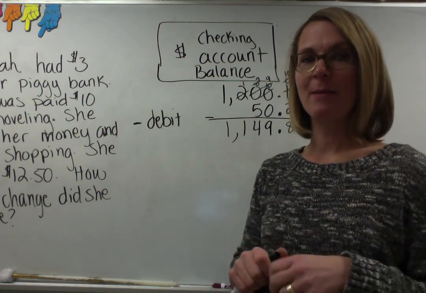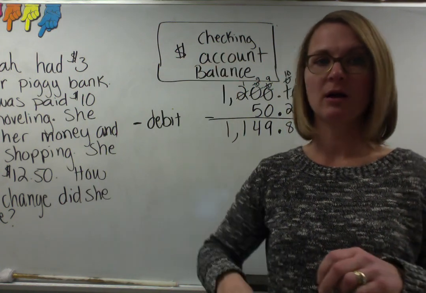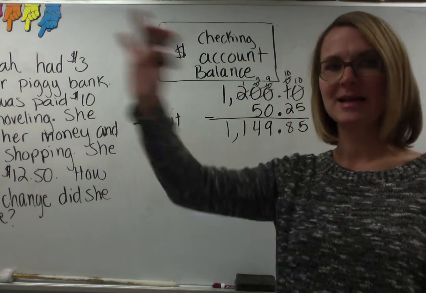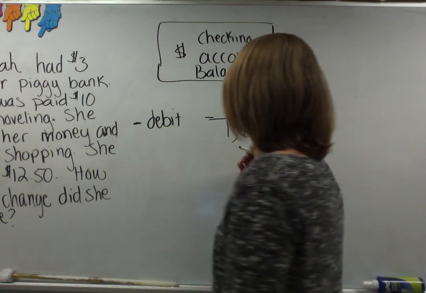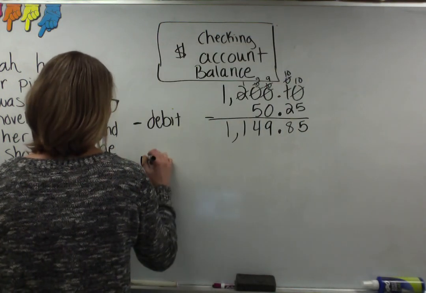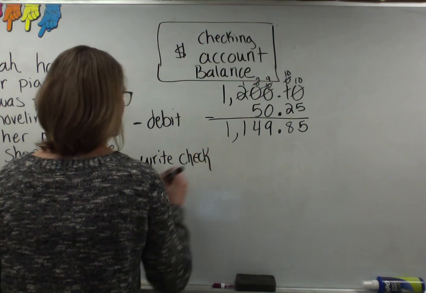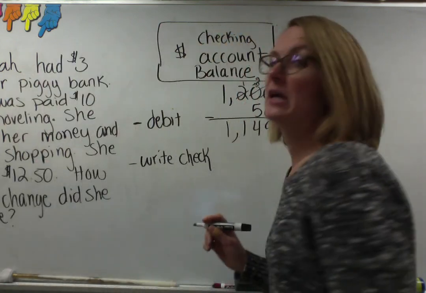So let's say I have to pay a bill and I can't swipe my debit card. So I'm going to write a check. I'm going to get the piece of paper and I'm going to write it out and send it to whoever needs it. So that's going to be a subtraction. So I'm going to write a check. Let's say I'm going to write a check to the electric company.